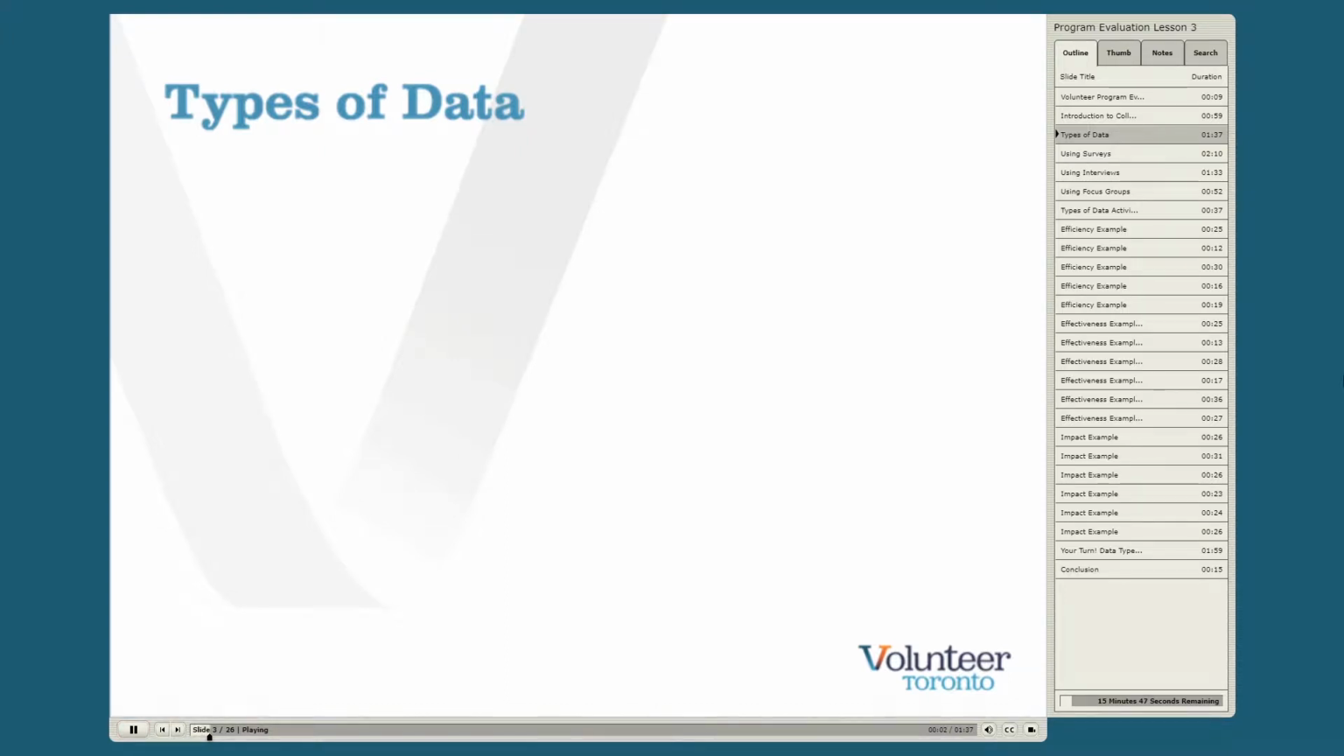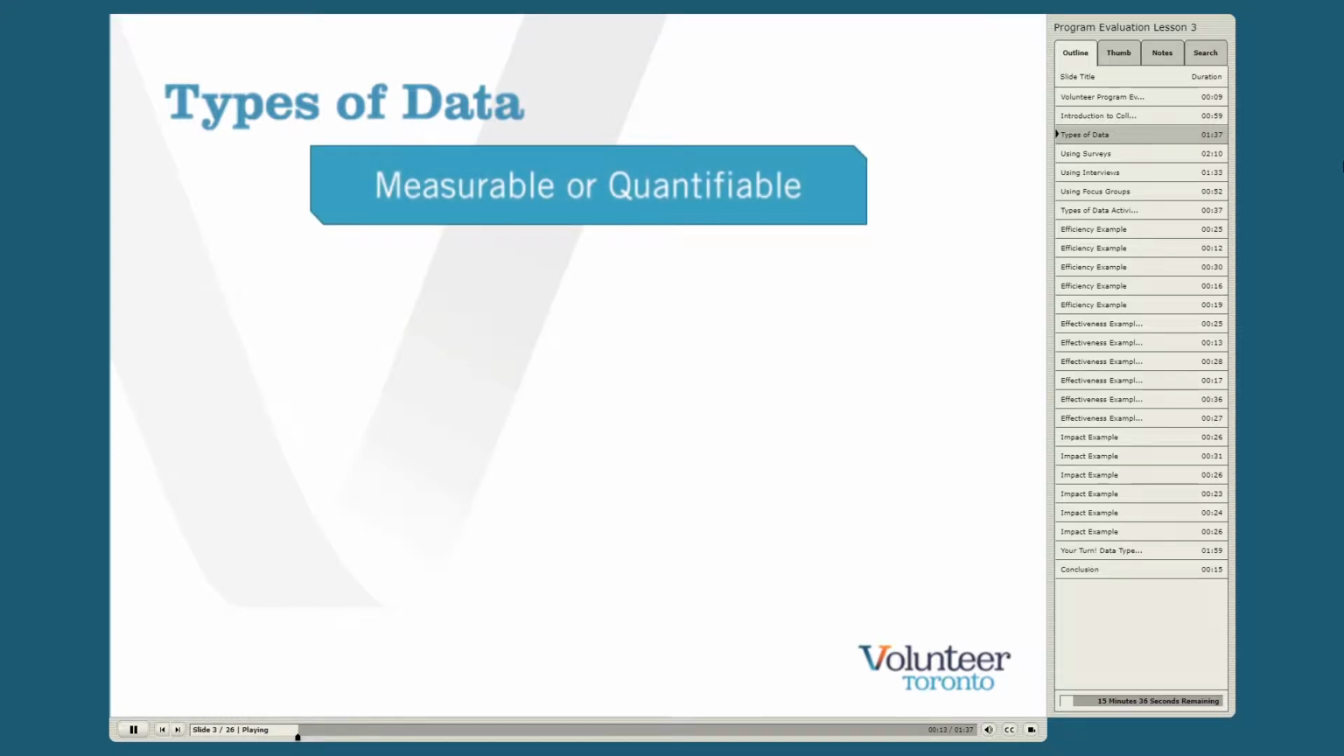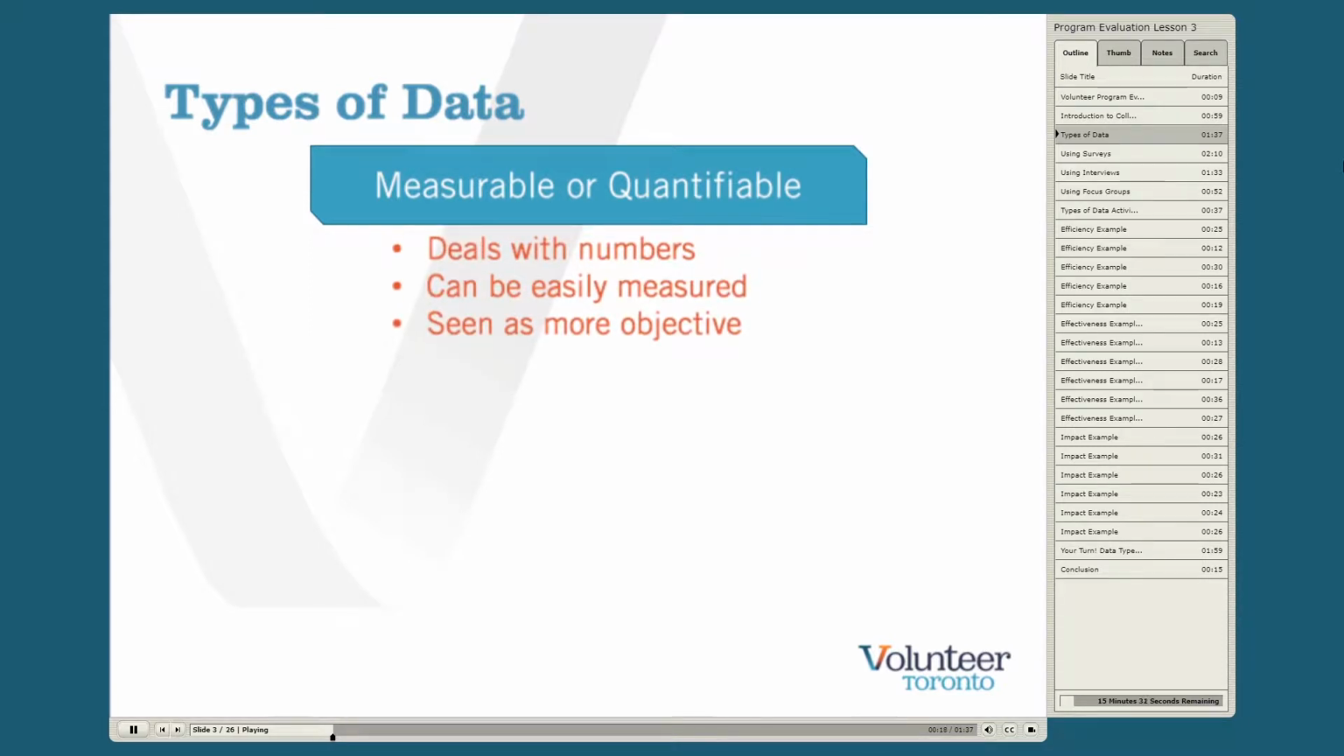There are two different types of data that you'll be working with in your program evaluation. Collecting one or both can help you understand your outputs and better assess your outcomes. The first is quantifiable or measurable data. This type of data deals with numbers and can be easily measured. It can sometimes be seen as more objective, since numbers are not influenced by any other factors.